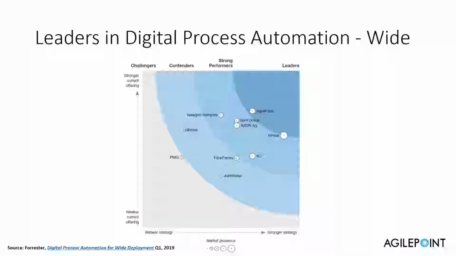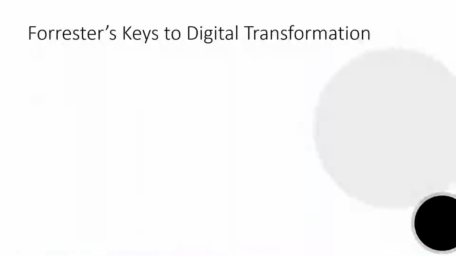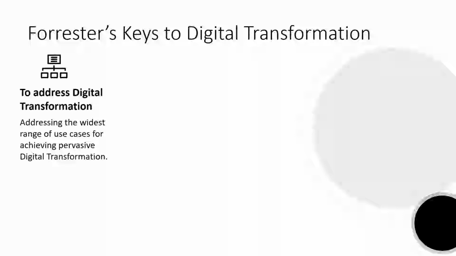Now this brings me to one of the most exciting announcements in my 3 years here at AgilePoint, and that's AgilePoint's leader positioning in the prestigious Digital Process Automation Wave report. If you read the report, Forrester views this segment of technologies as oftentimes the missing link to realizing a successful digital business transformation. And if we focus in on AgilePoint's coverage of the report, there are a few key areas that I'd like to bring to your attention.